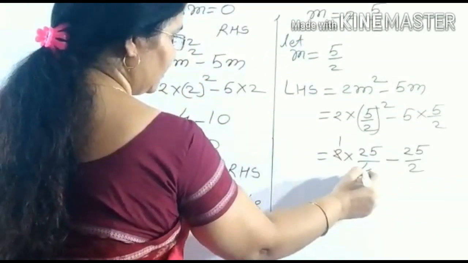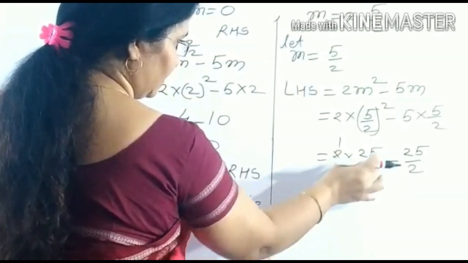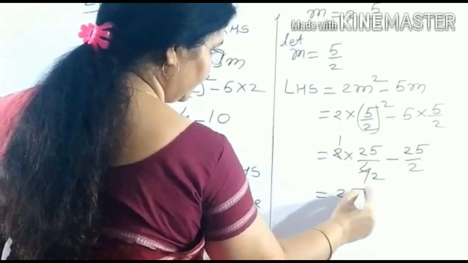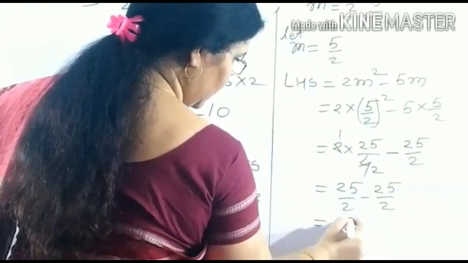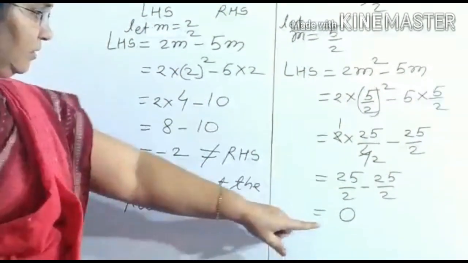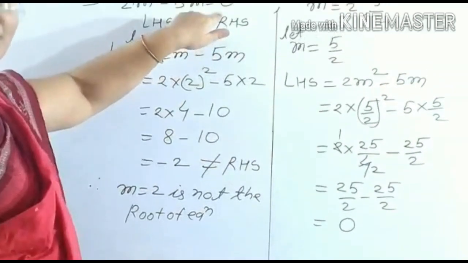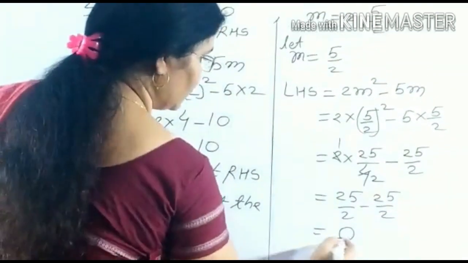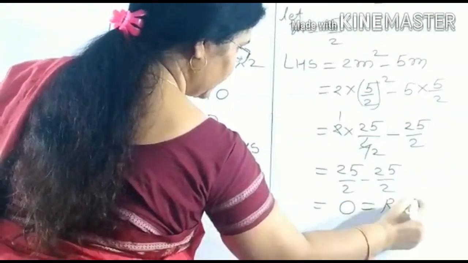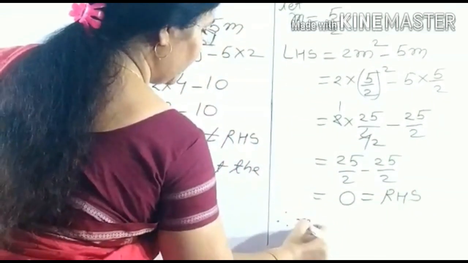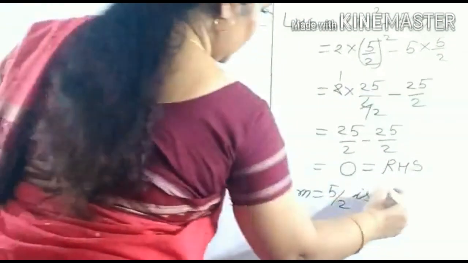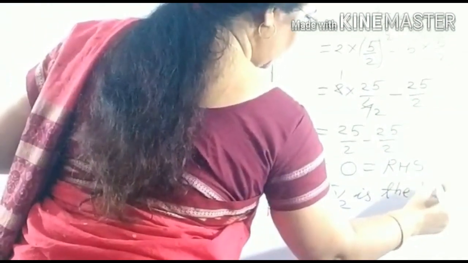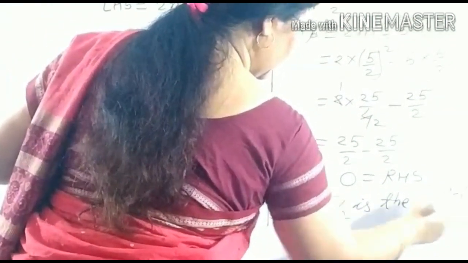2 ones are 2. Yeah, 25 by 2 minus 25 by 2. How much is it? Equal to 0. See the right hand side of the equation. It is 0. That is equal to right hand side. So m is equal to 5 by 2 is the root of the equation.